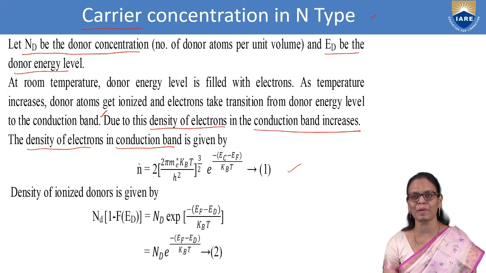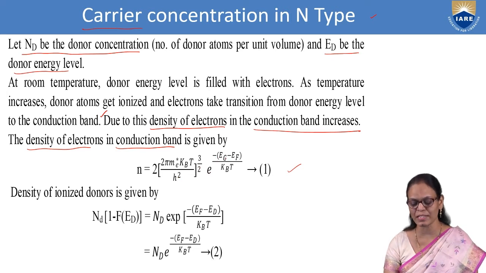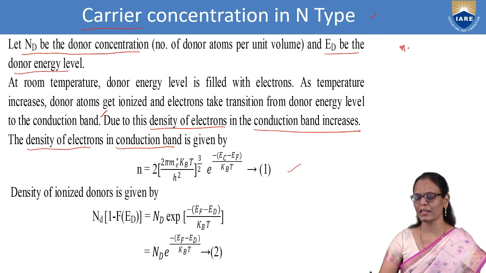So n here represents the concentration of electrons in the conduction band, which is given by 2 into (2 pi me* kB T by h square) power 3 by 2 into e power minus of (Ec minus Ef) by kB T. So what is n here? n is the electron concentration in the conduction band.